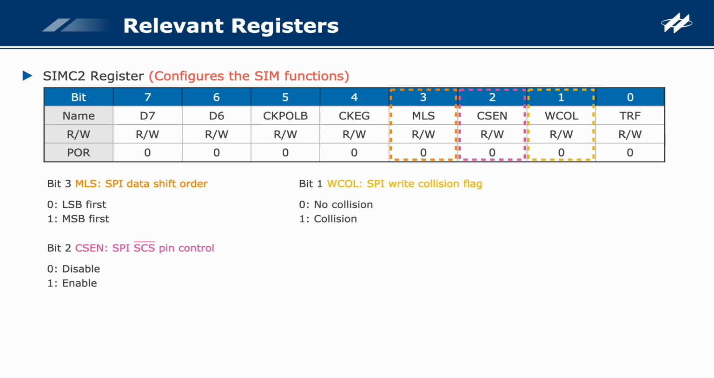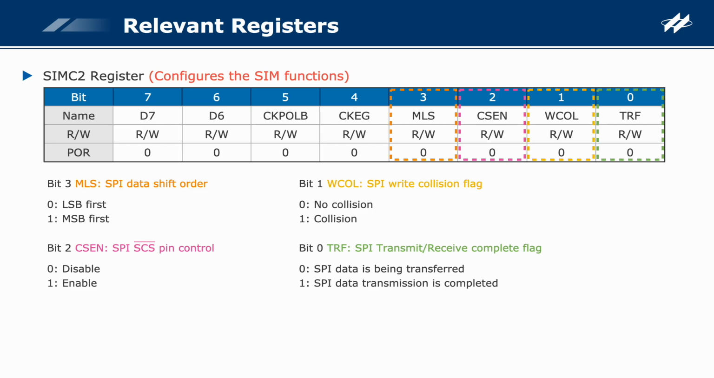The bit 1, WCOL, is used to monitor the data write collision. When data is written during a data transmission, this bit will be set to 1. The bit 0, TRF, is the SPI transmission flag. When the data transmission is completed, this bit will be set to 1.